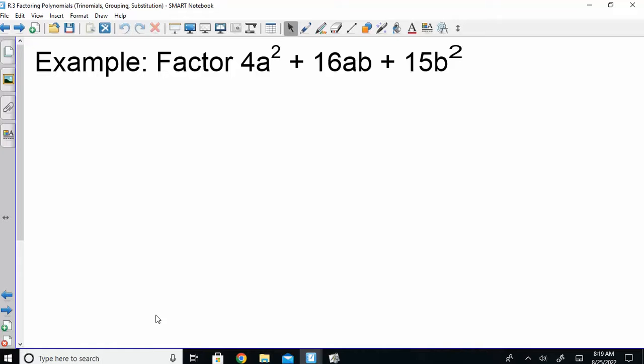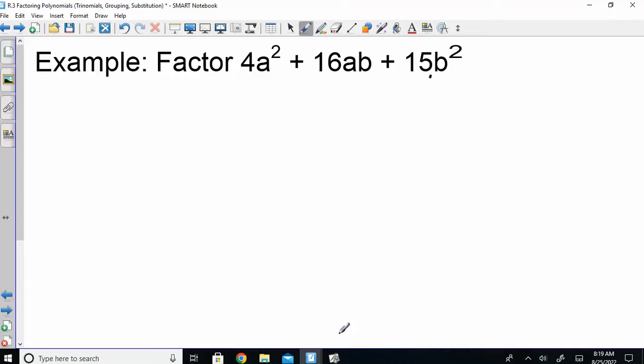What do you always look for first? GCF, greatest common factor. Is there anything that goes into all of those? No. Okay, so then what? Wait. Could you take an A out? No, slip and slide. Why can't you take an A out? Because there's not an A in the last term.